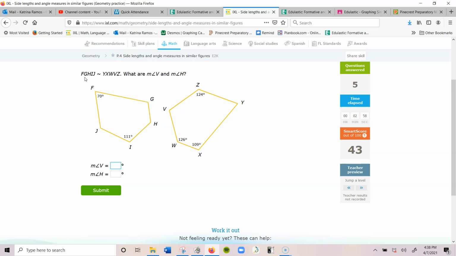Okay, now here we have where we're trying to find the angle measures. If FGHIJ is similar to YXWVZ, that means that all of their angles are going to be congruent. The measure of angle V, if I look here at my statement, corresponds with angle I. And angle I is 111. So that means that angle V is 111. Then if we're trying to find angle H, it corresponds with angle W. So they will be the same. So angle H is going to be 126.